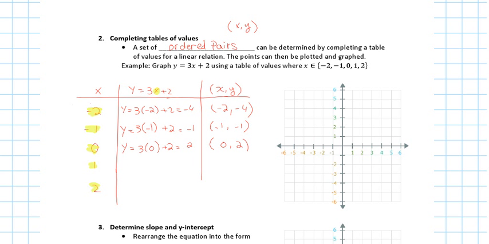Okay, next. 3 times 1 plus 2. 3 plus 2 is 5. So remember, 3 times 1 is 3, add 2 is 5. So my point is 1, 5. And then my next one is 3 times 2 plus 2. 3 times 2 is 6, add 2 is 8. So my point is going to be 2, 8.